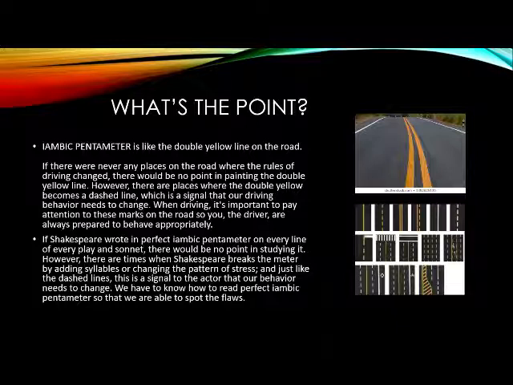Iambic pentameter is the double yellow line. Iambic pentameter is the normal. Iambic pentameter lets you know there's nothing special going on for this mile, for this line. What we're looking for when we study iambic pentameter are the places where there are dashed lines, the places where there's writing painted onto the road. We're looking for those differences that let us know other rules apply and that our behavior needs to change to accommodate those rules.